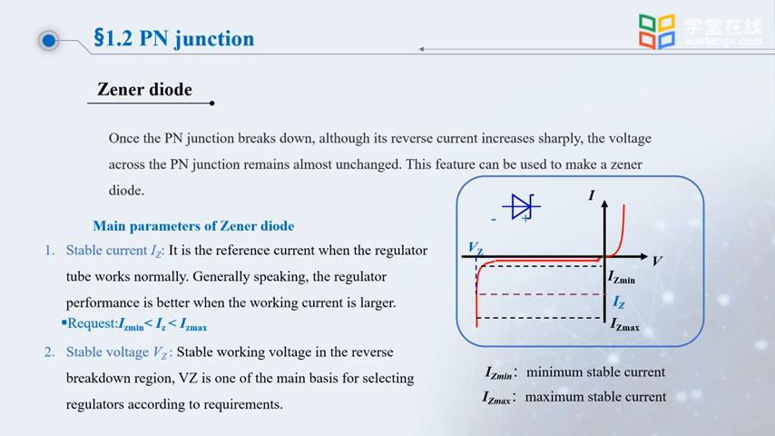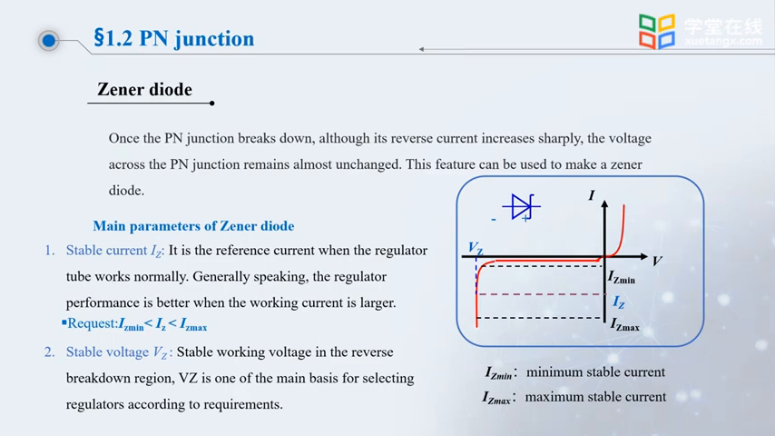The minimum current, Iz min, should ensure that the diode is in a state of breakdown. The upper limit of the current range is Iz max, which means the working current of the diode cannot exceed this value. It may burn out if it exceeds this value. Therefore, the working current of the diode should be between these two currents. We call it the stable current Iz.